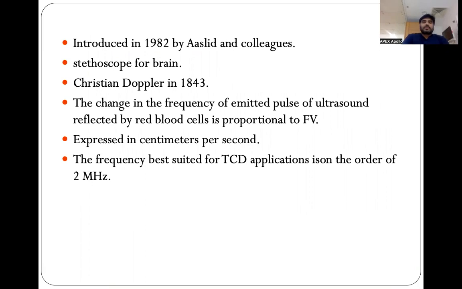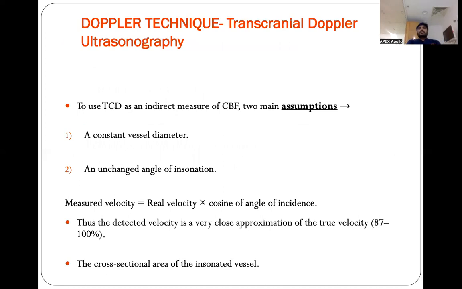The principle behind the transcranial Doppler is the change in the frequency of the emitted pulse of ultrasound as it is reflected by red blood cells. It's proportional to the flow velocity. Transcranial Doppler is expressed in centimeters per second. It uses a frequency of 2 megahertz. So transcranial Doppler ultrasonography uses the Doppler technique.